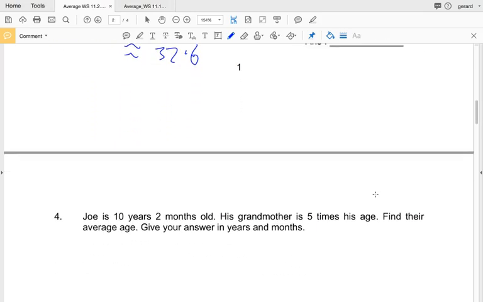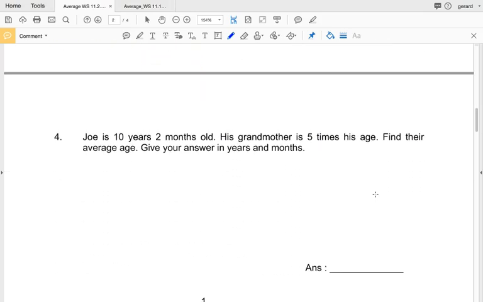Okay. Question 4. Joe is 10 years and 2 months old. Once you see something like this, warning light should be going off. You probably need to change this to 1 unit. Of course, here the units are years and months lah. So I probably have to change the years into months. Before I even continue the rest of the question, I'm just going to do that. 10 years 2 months will be equal to 10 years. 1 year has 12 months, so this is 120 months plus the 2 months, so I get 122 months.